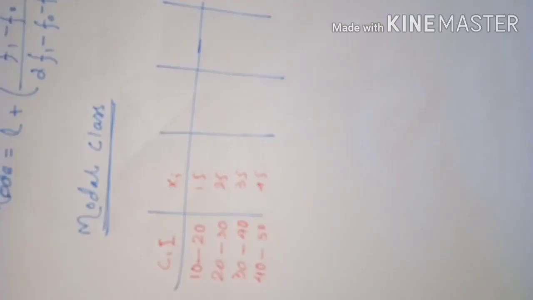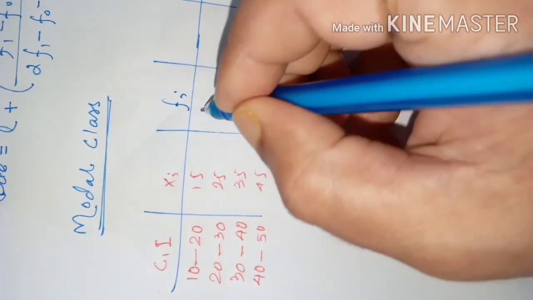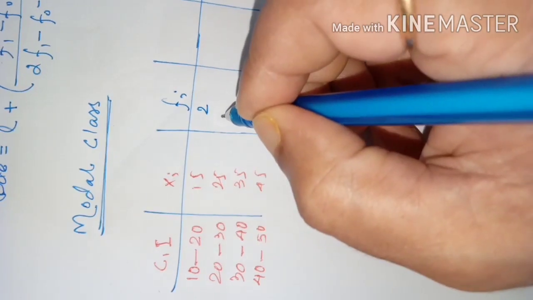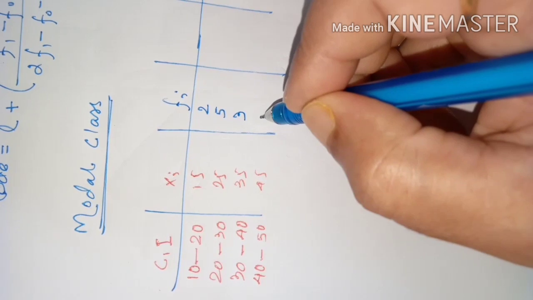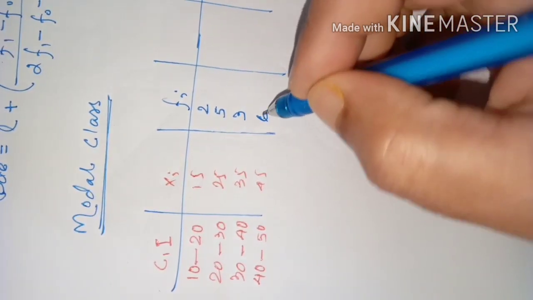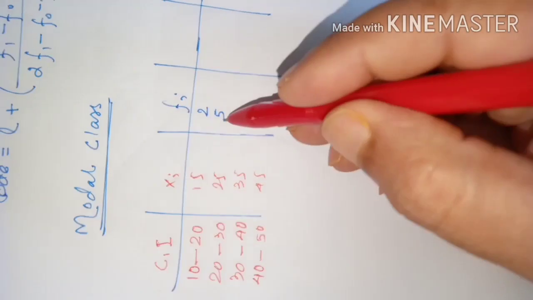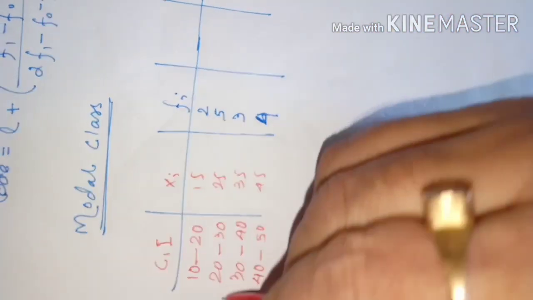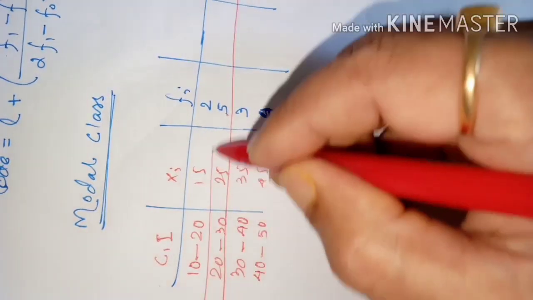Here the frequencies are given. Suppose the frequencies are 2, 5, 3, 6, or say simply 4. Now which is the highest frequency? 5 is the highest frequency. Then the class which contains the highest frequency will be called the model class.